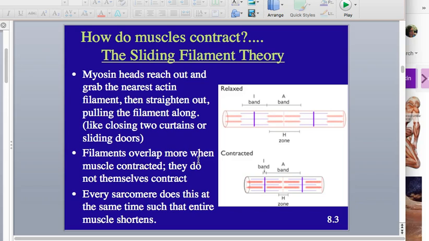The filaments overlap more when the muscle is contracted. They themselves do not contract. So the filament, the whole thing as a whole, doesn't cause a contraction. It's within the sarcomeres inside the filaments that contraction happens, and then that causes the whole muscle to look like it is contracting. Because this is happening millions of times over, the entire muscle shortens, which we call a muscle contraction. But the actual contraction happens at the cellular level within the cell itself.